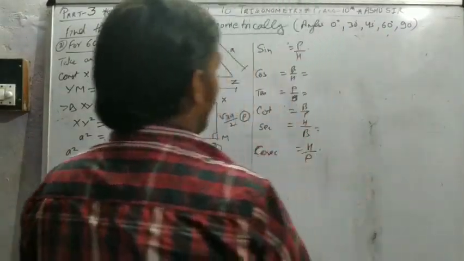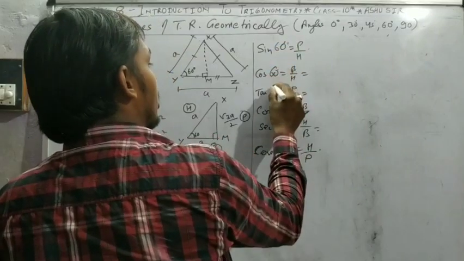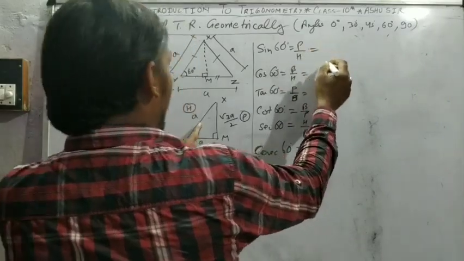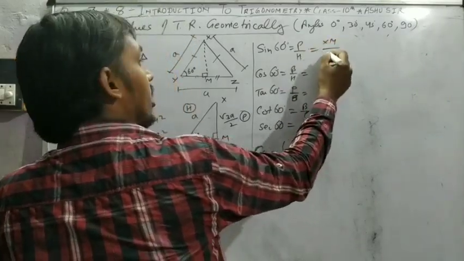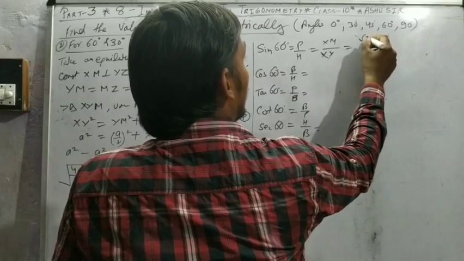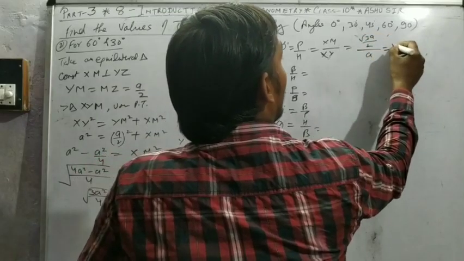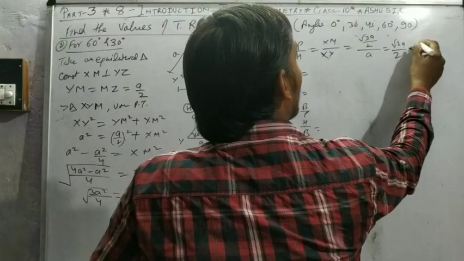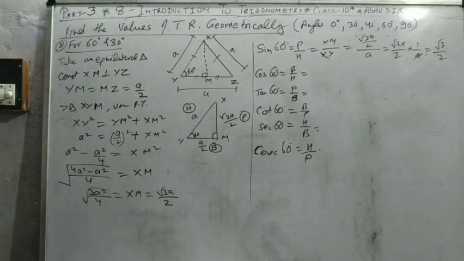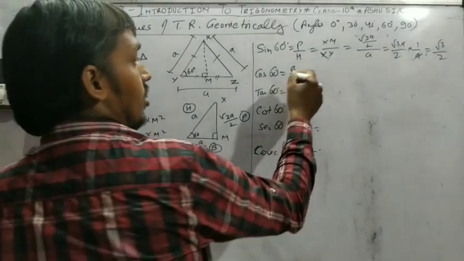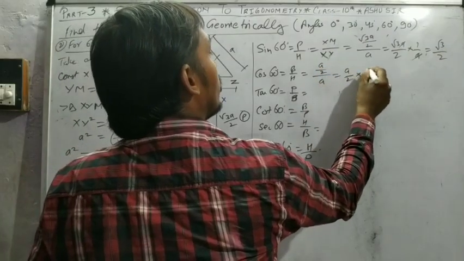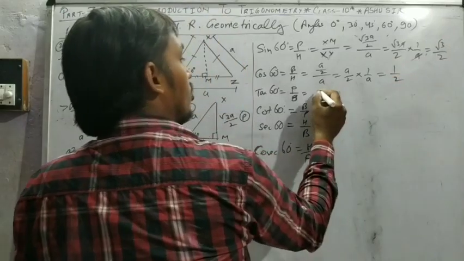We again draw the figure for 60 degrees. Perpendicular for this, that is XM upon XY: root 3 a by 2 upon a, root 3 a by 2 into 1 by a, cancel, root 3 by 2. That's just the value of sine 60. Then base upon hypotenuse: a by 2 upon a, a by 2 into 1 by a, cancel, 1 by 2.